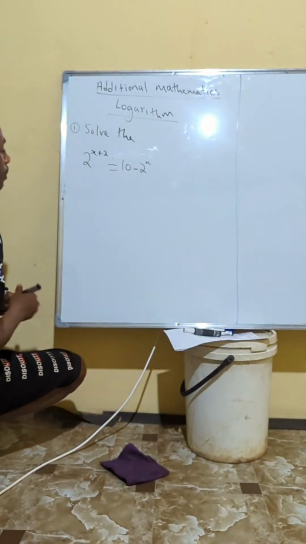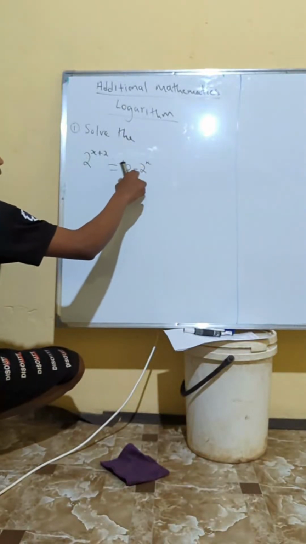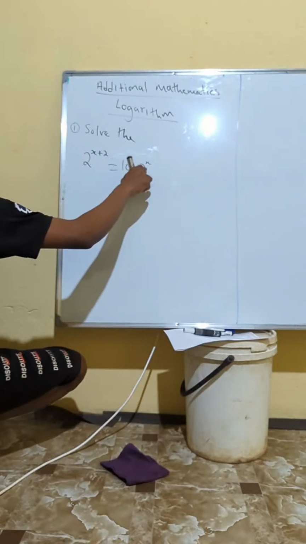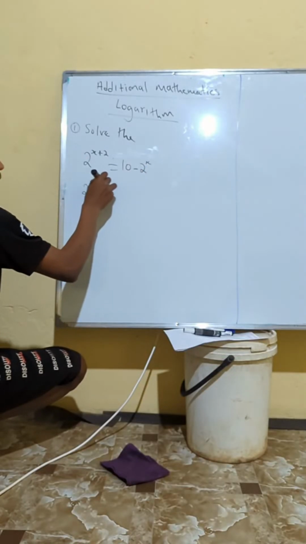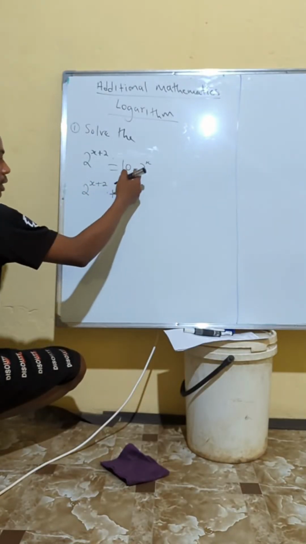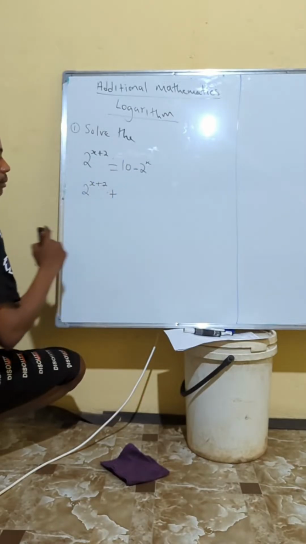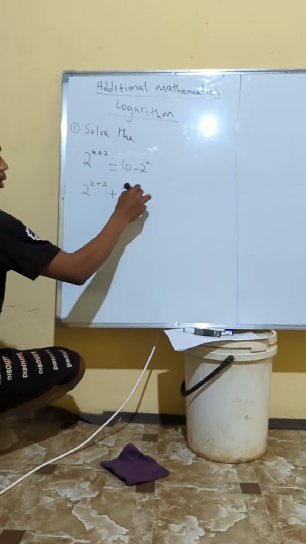So here what we're going to do is that we're going to take this negative 2 to the power x to this side, so it will be 2 to the power x plus 2 to the power x, then it plus, because it has a negative, when it jumps over the equal sign it becomes positive 2 to the power x, then is equals to 10.